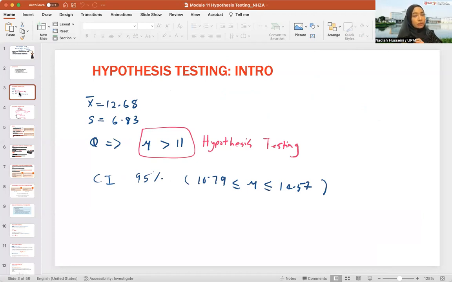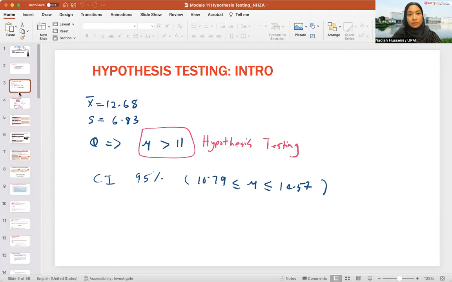We tried to solve this using the confidence interval, but unfortunately, the confidence interval does not tell us specifically if the population mean is greater than 11. However, the confidence interval tells us the range that we are confident the population mean will be in, right? Sometimes we get the range right, sometimes we don't. So it can be conflicting, okay?